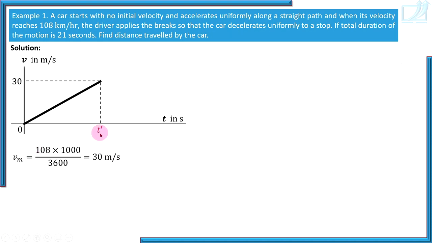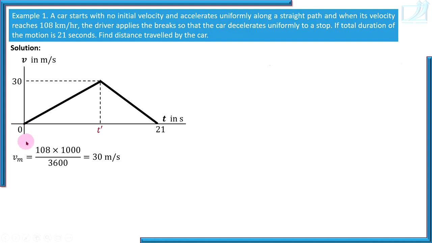What happens at t dash? The driver applies brakes so that the car decelerates. The car decelerates uniformly, so again it is uniform acceleration. When acceleration is constant, the VT diagram is an inclined line. And acceleration is negative, which means it is a downward slope for that inclined line. And it stops. Total time duration is given, 21 seconds. That is why I inserted that. At t equal to 21 seconds, it stops. So this is how we have completed the drawing of the VT diagram.